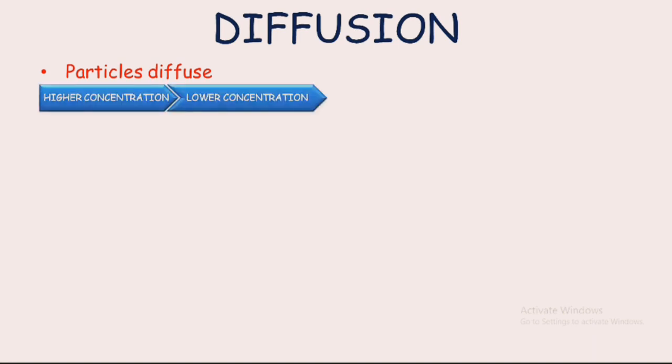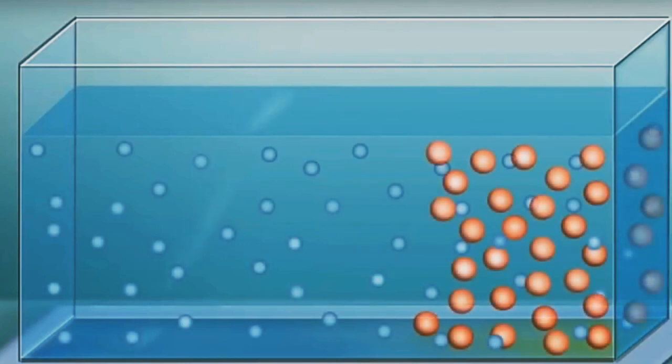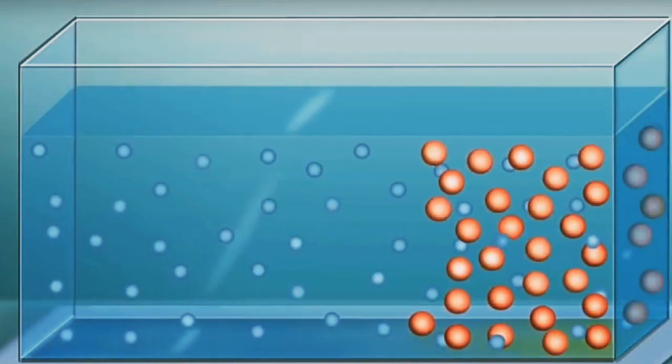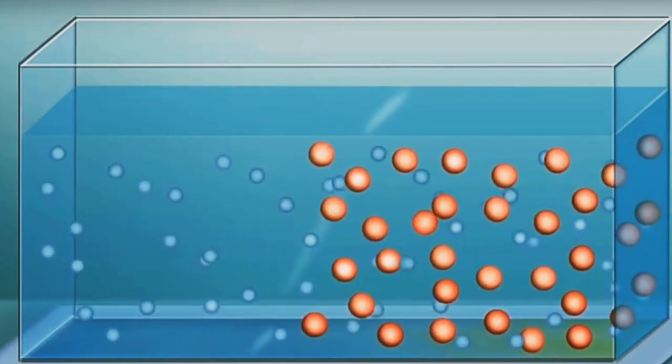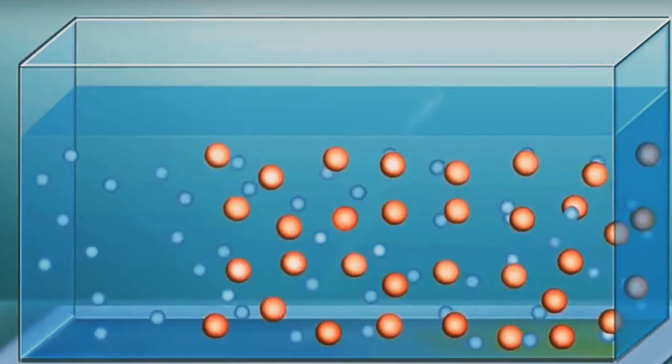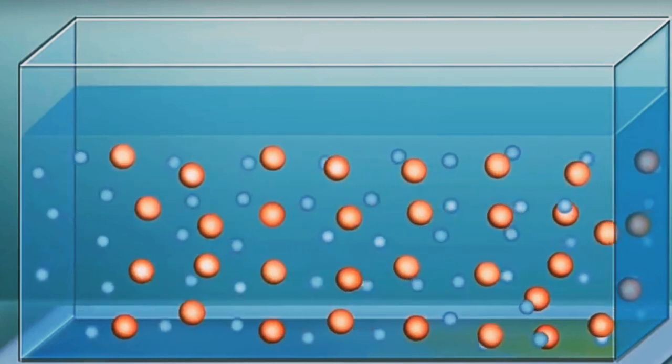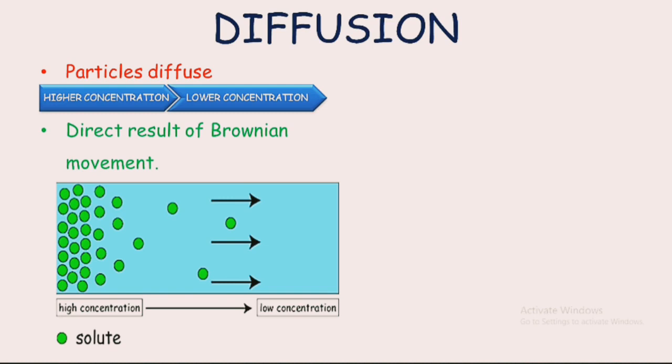Next is diffusion. Particles diffuse spontaneously from a region of higher concentration to one of lower concentration, which is a direct result of Brownian motion. This process continues until the concentration of the system is uniform throughout. The factors which affect the diffusion rate are best described by Fick's first law.